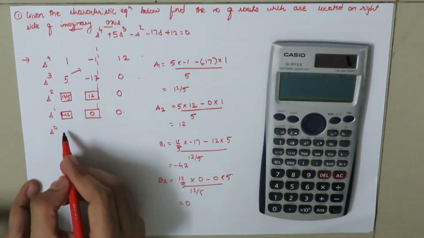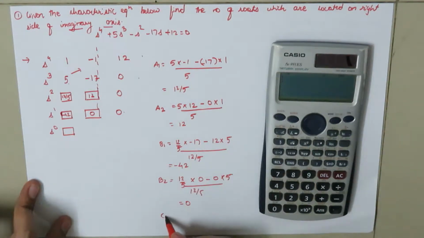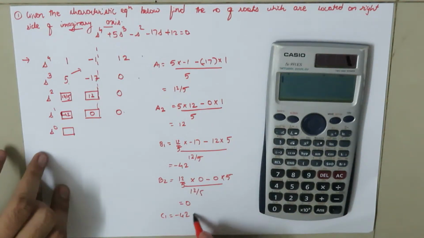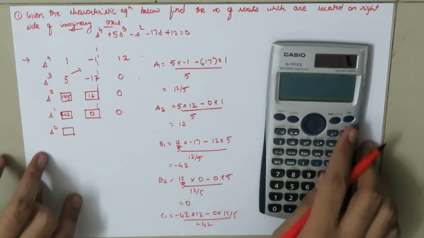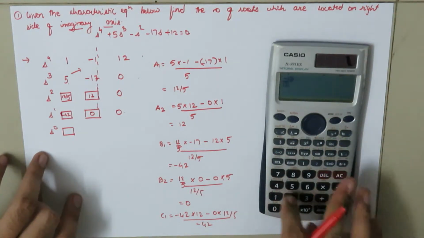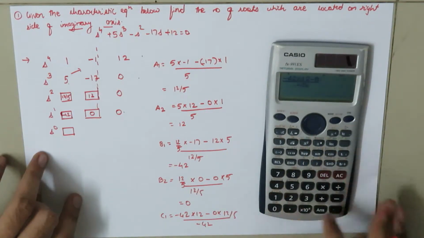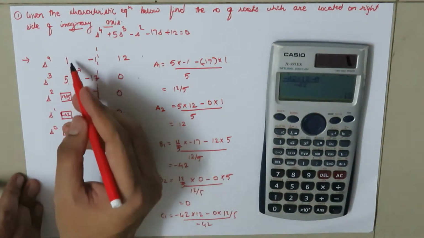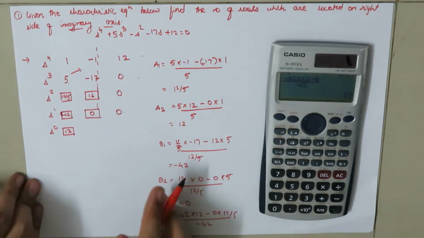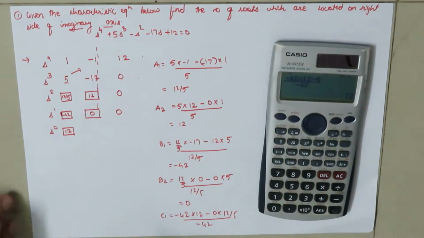And now we are going to find this element. So let's say that this element here is C1. So C1 is equal to negative 42 multiplied by 12 minus 0 multiplied by 12 by 5, over negative 42. So this will be equal to negative 42 into 12 minus 0 divided by negative 42. So here we have 12, and our first column is completed now, and we need to find the number of roots which are located in the right side of the imaginary axis.